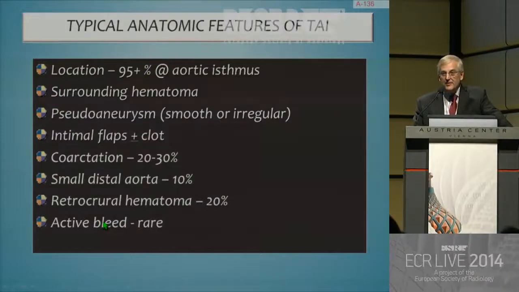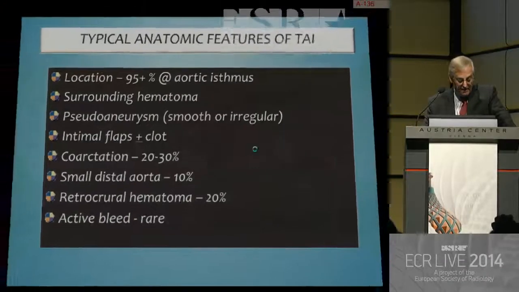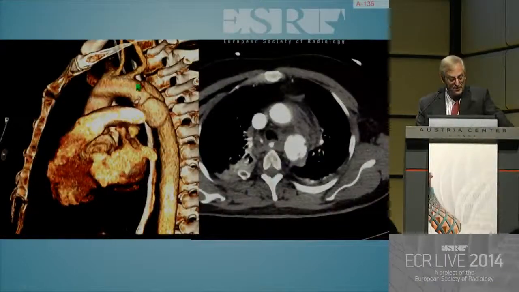Active bleeding: I've seen 5 cases of patients who were bleeding from the aorta, true ruptures. Bleeding when they came in, 4 have died, 1 survived with emergency stent placement. It's not going to be something you're going to see.